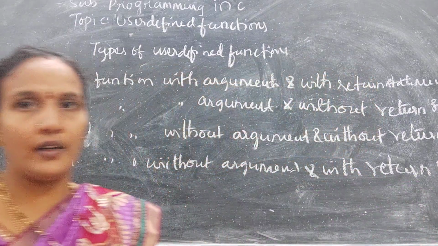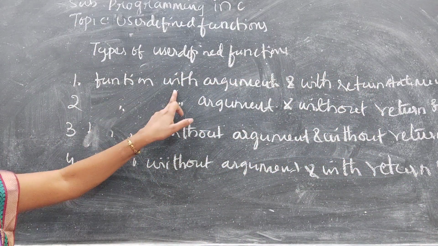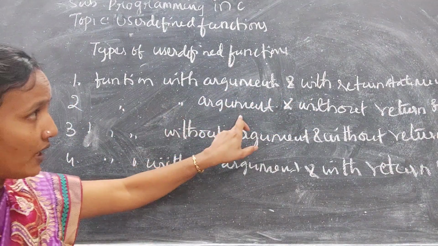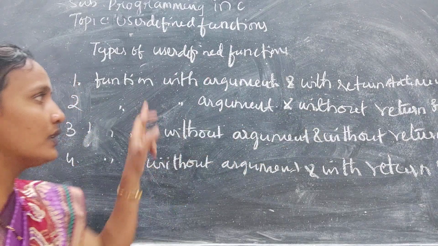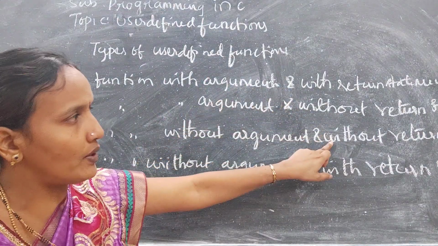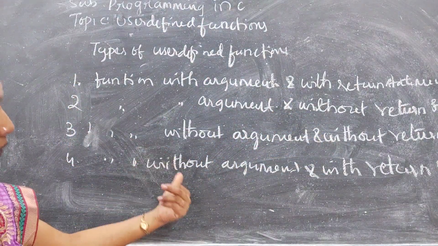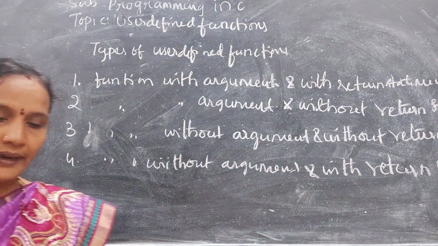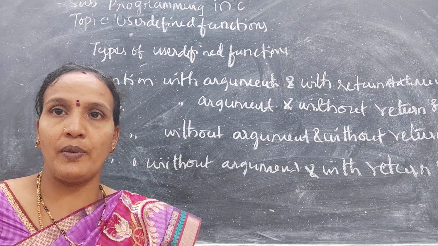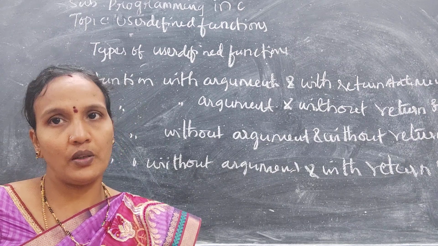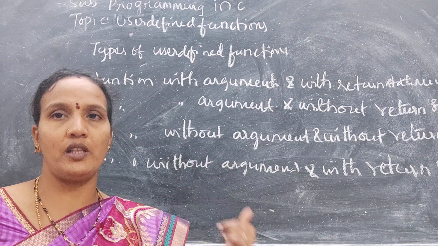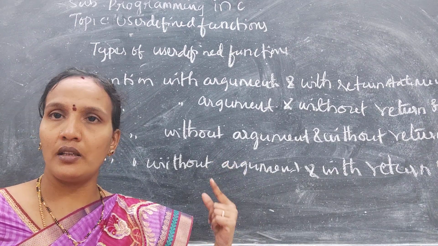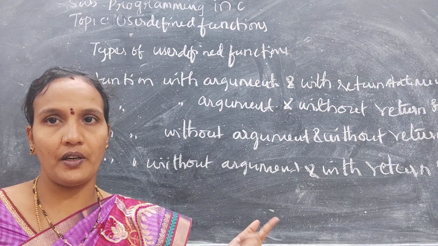4 types of user defined function. The first one is function with argument with return statement. The second one is function with argument without return statement. Third one is without argument without return statement. Fourth one is without argument with the return statement. Okay, you may get a question in the exam: in detail explain different types of user defined function. Then you have to explain these 4. Okay, now we'll discuss each and every category, every type of user defined function now.